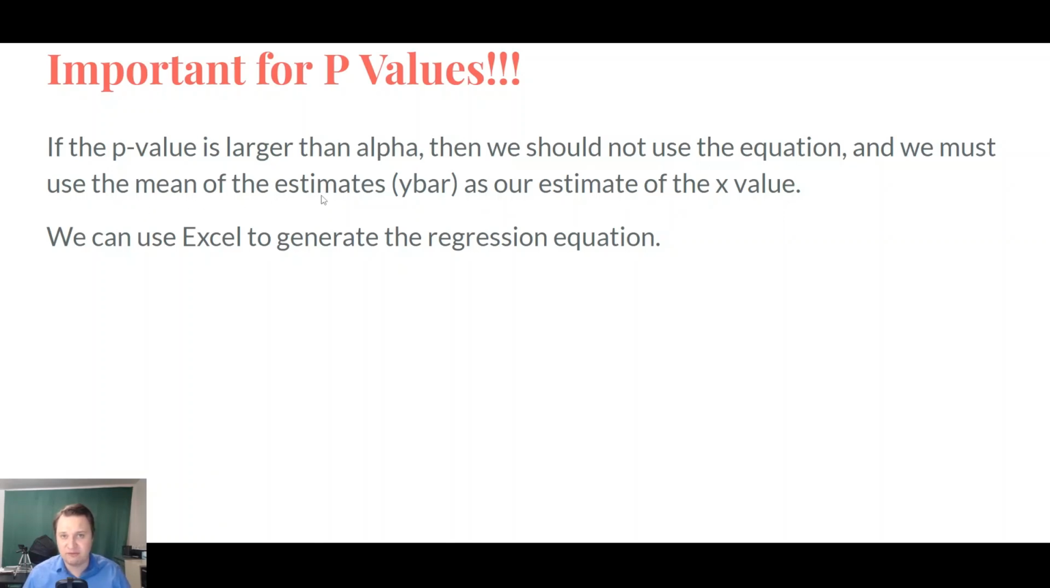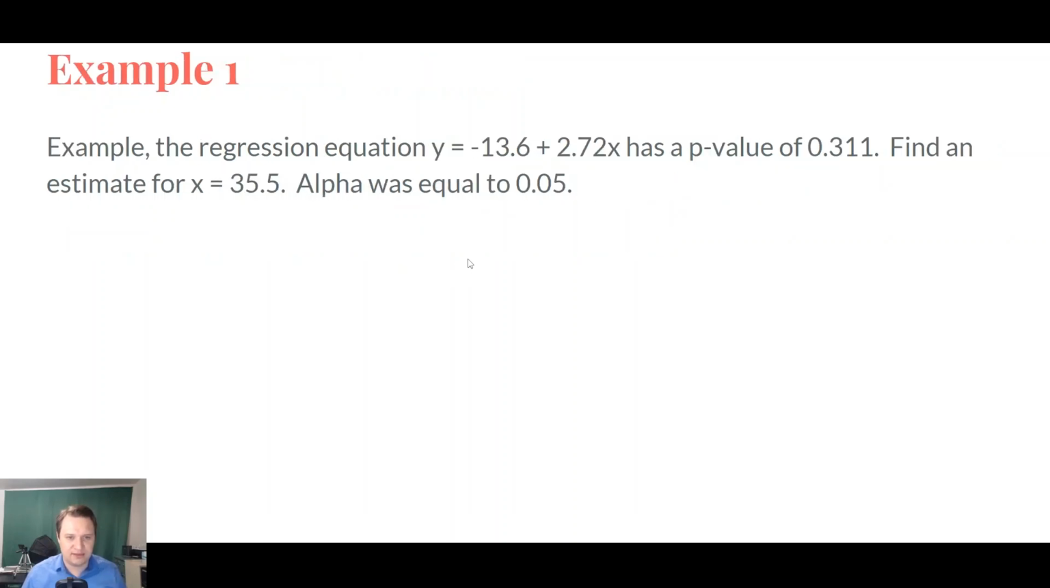to use the mean of the predictions or estimates, which is called y bar. And we'll use StatCrunch to do that. So let's do 2 examples and then we'll look at StatCrunch. So here we have example 1, the regression equation y equals negative 13.6 plus 2.72x has a p-value of 0.311. Find an estimate for the x value 35.5. Assume that alpha was equal to 0.05.